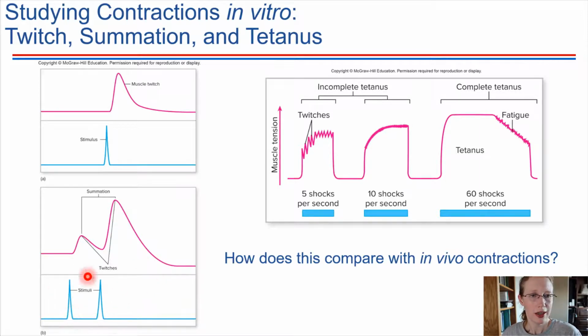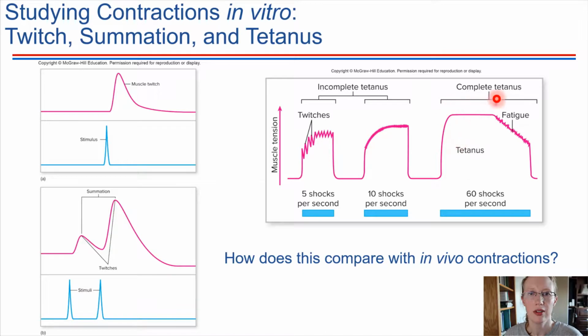If we take our electrical shocks and move them closer and closer together, so increase the frequency of the electrical shock, we'll see the twitches move closer and closer together. Makes sense. At some point, if we move the shocks closer and closer, the muscle is just going to stay contracted. It's going to be a sustained contraction. The muscle doesn't have a chance to relax between the shocks. And that is a situation called tetanus.